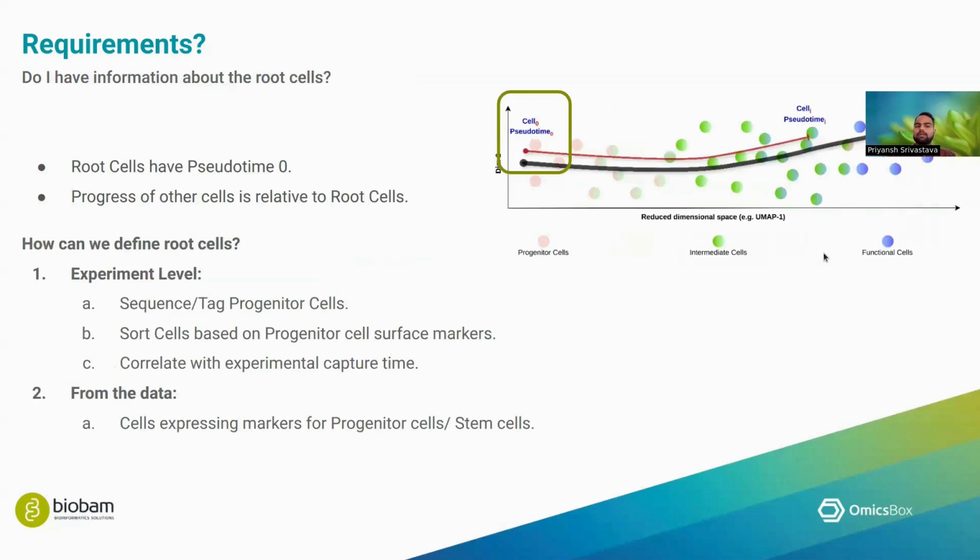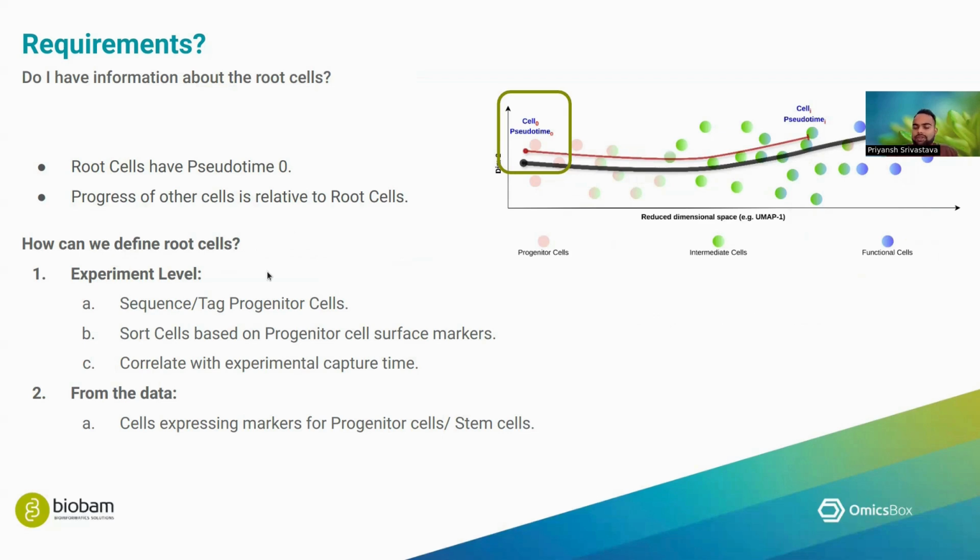Okay, so the next thing is, do you have information about the root cells? The root cells are basically progenitor cells or the stem cell-like cells. Not always, but in most of the cases. So let's consider an example of hematopoietic stem cell differentiation. In these, the HSC cells are the root cells, and root cells are typically given a pseudotime value of 0. The idea of the root cells is that they represent the space where the trajectory starts or the biological process starts, and the progress of other cells is related to these cells.